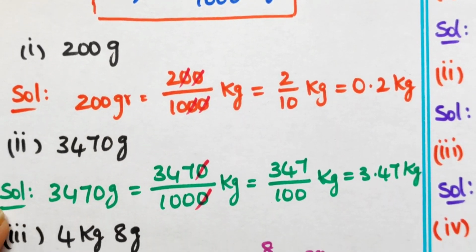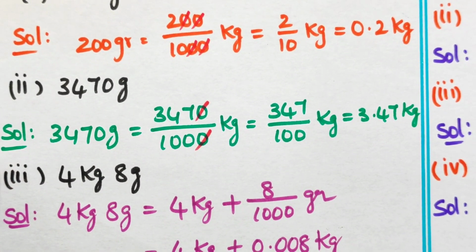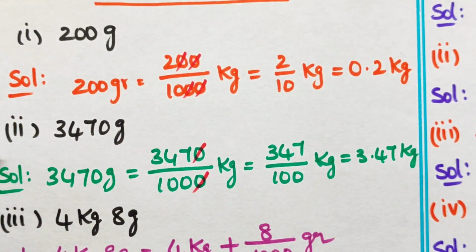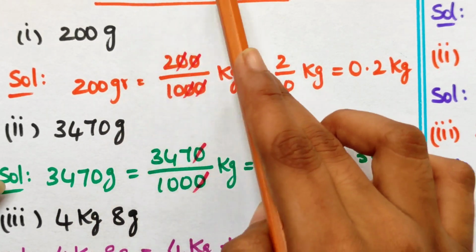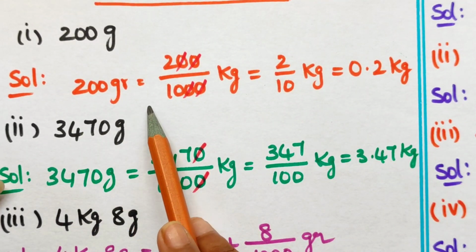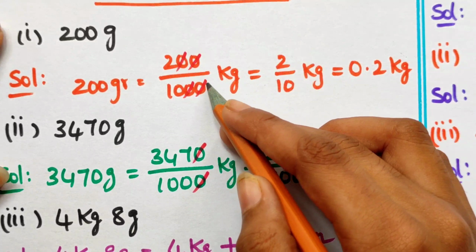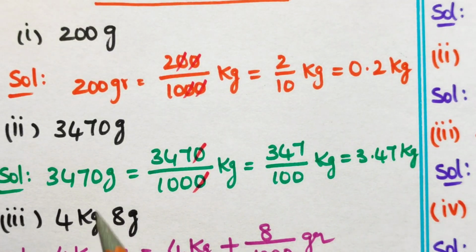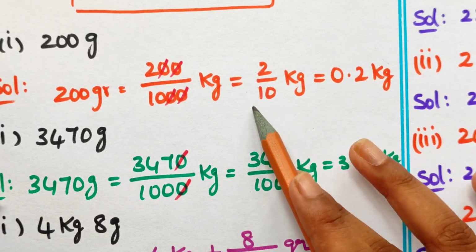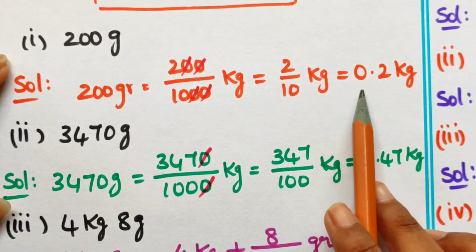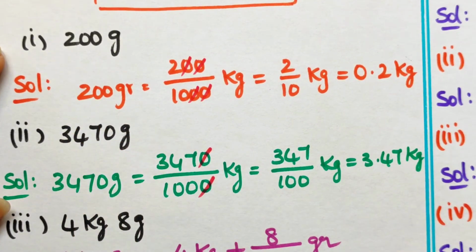Now let us answer the questions. There are 3 bits. Let us answer one by one. The first bit is 200 grams. 1 gram is equal to 1 by 1000 kg. Then 200 grams is equal to 200 by 1000 kg. Let us cancel zeros which are at last. This 0, this 0 and this 0 get cancelled. And the left of the fraction is 2 by 10 kg. Now 2 by 10, by converting into decimal, we get 0.2 kg. So 200 grams is equal to 0.2 kg. With this first bit gets completed.